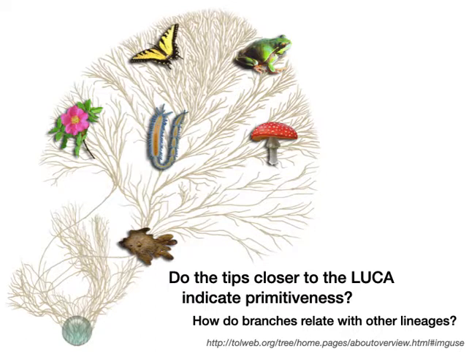Okay, so the tree of life has various lineages which originated from the bottom of the tree. So this bubble here represents the last universal common ancestor, or our LUCA, wherein the region of life diversified into various life forms that we have today. So do the tips closer to the LUCA, or the last universal common ancestor, indicate primitiveness like these ones? And how do branches relate with other lineages? So for these questions, let's find out more in the next sessions.